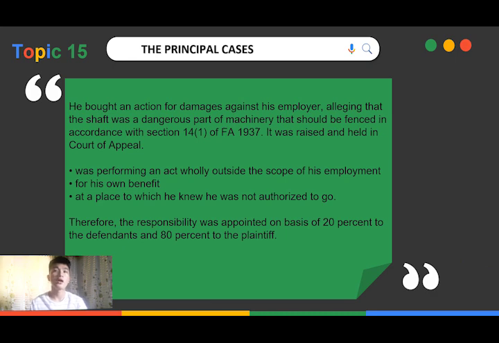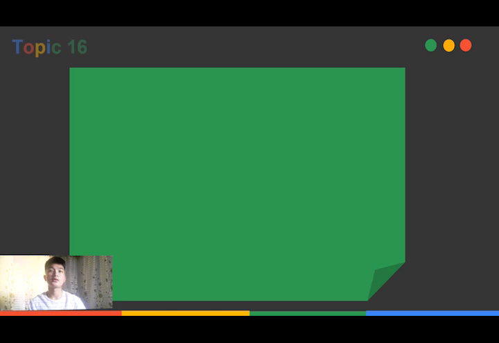So as we go back to the case, the plaintiff was trying to catch a pigeon, and suddenly the accident happened and he lost his arm. In that case, it was for his own benefit, or outside of his job. Therefore, the responsibility was apportioned on the basis of 20% to the defendants and 80% to the plaintiff.